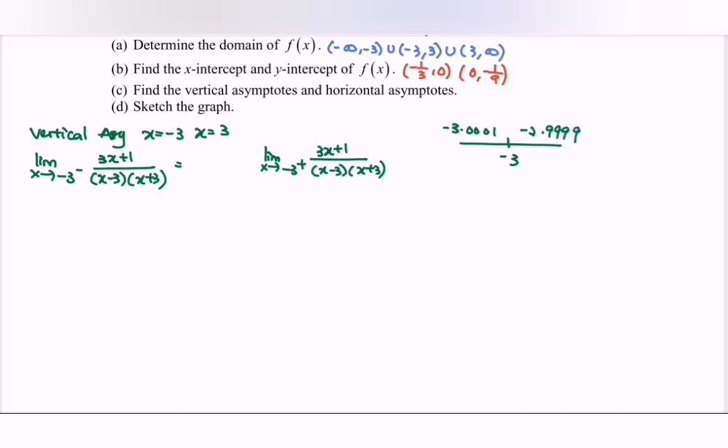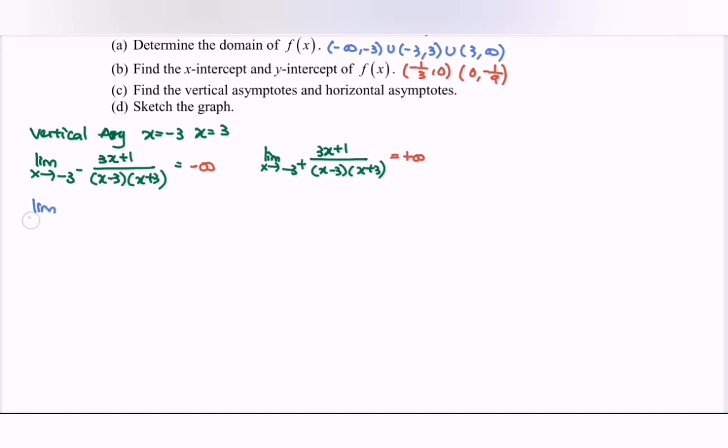2.9999. If we substitute the value, we will have a negative, followed by another negative, and then another negative. So finally we have negative infinity. Continue. For negative 2.999, if we substitute, we will have a negative, followed by another negative, and then a positive. So at the end we will have positive infinity.